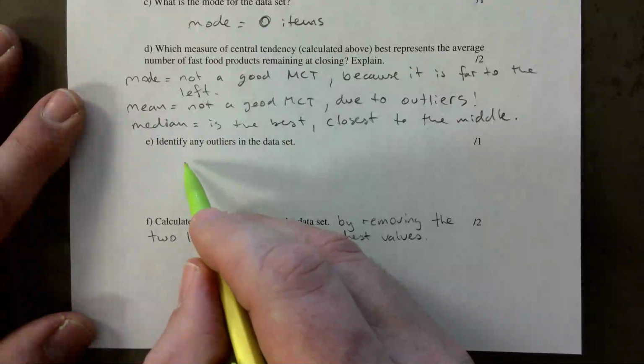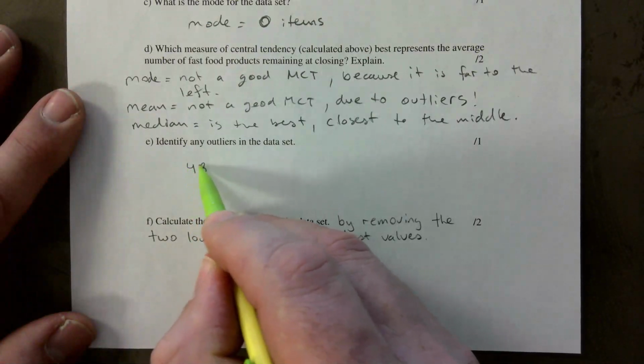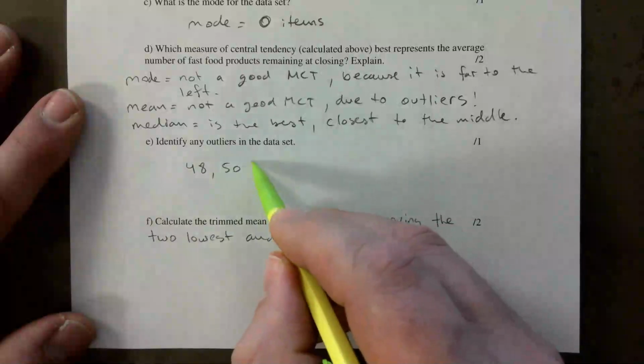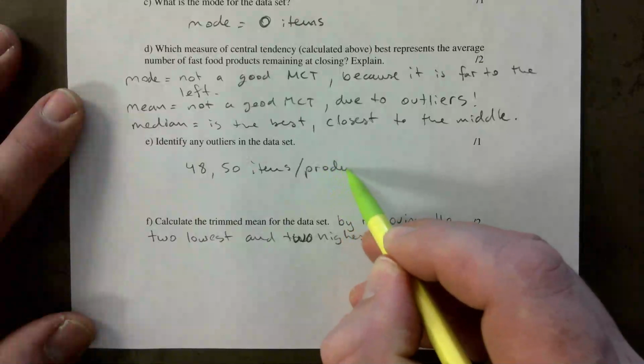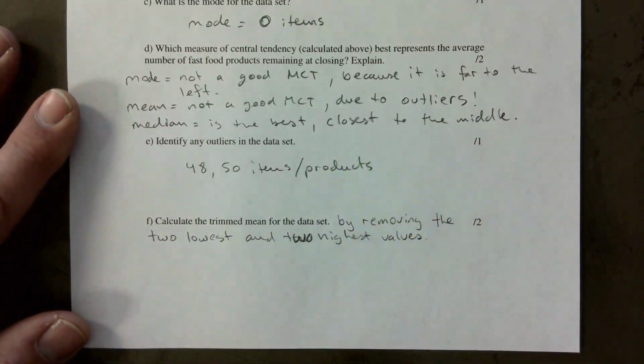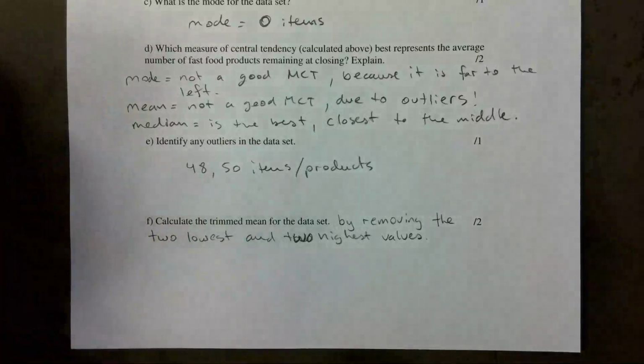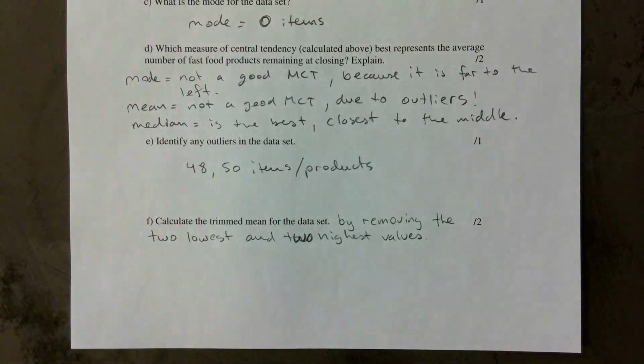Identify any outliers. So in this case, it would be 48, 50 items or products. And then I asked you to find the trimmed mean by removing the 2 lowest and the 2 highest. That already gave it away that there's 2 outliers, by the way.